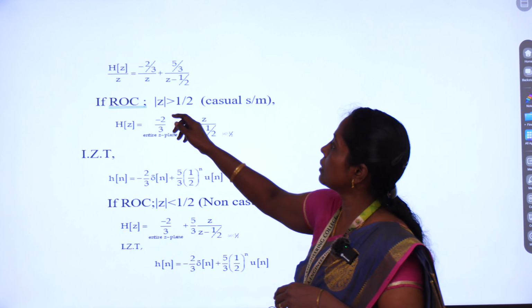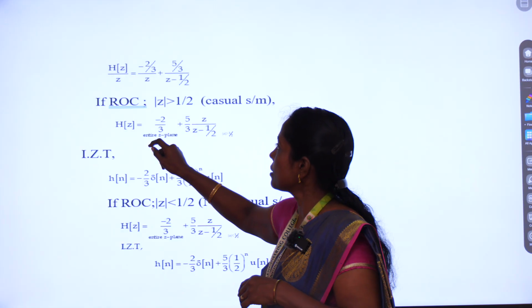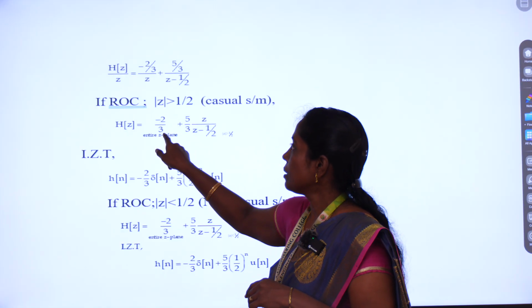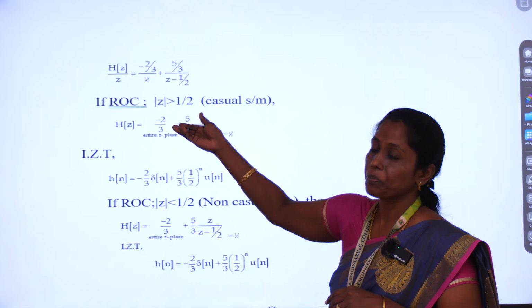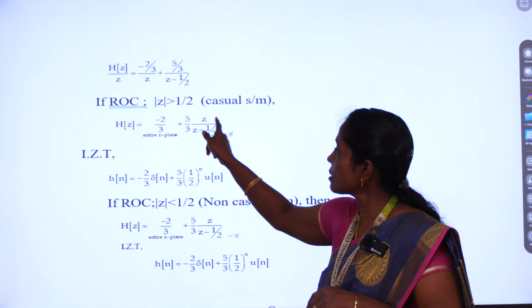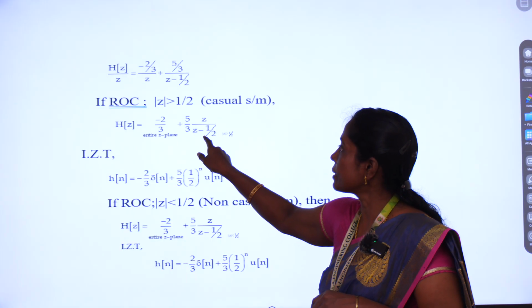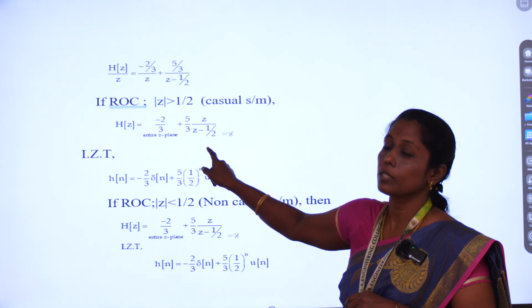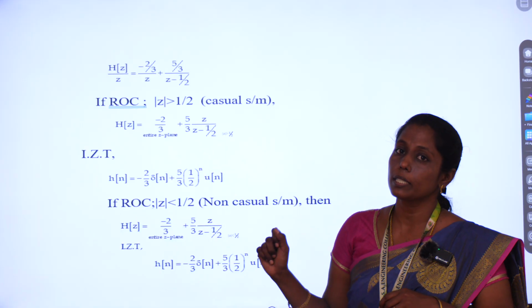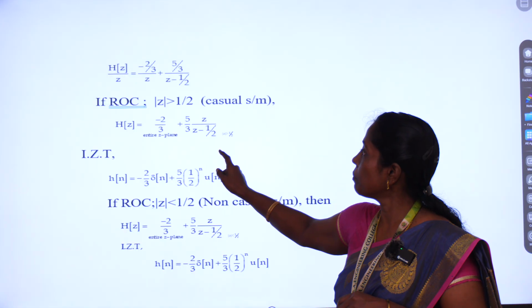So how to check the ROC? For this first term, the ROC lies in the entire Z plane, because Z is equal to 0. And now let us check for the ROC of the second term. For the second term, look at the denominator term. The denominator term is Z minus 1 by 2.